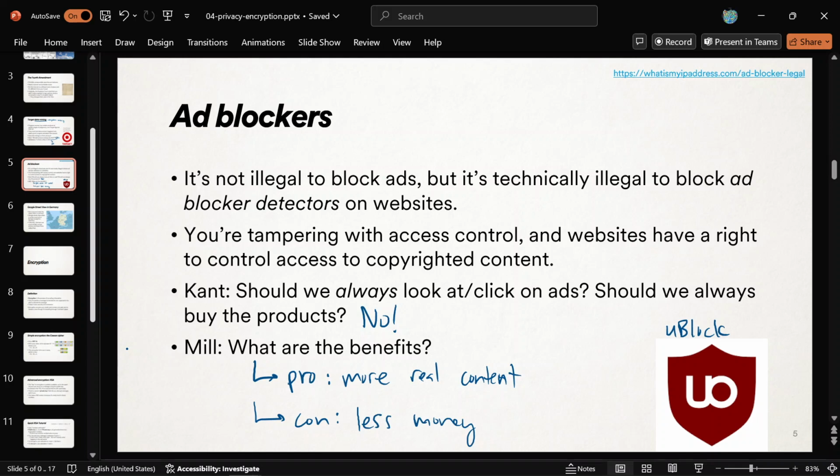Does that make any sense? Any questions, comments about that? I am biased in favor of individual rights here, but there's definitely an argument to be made.